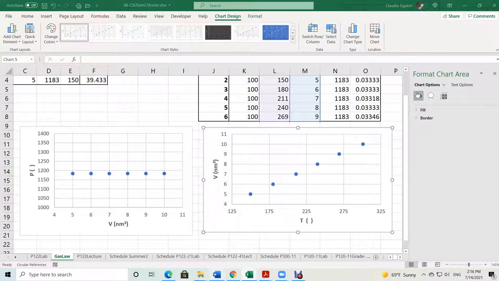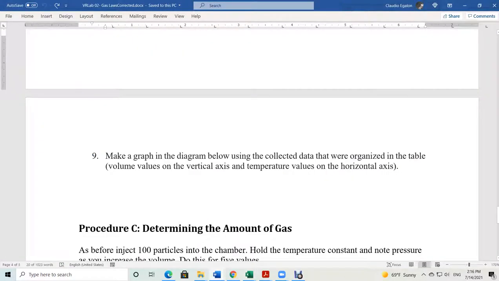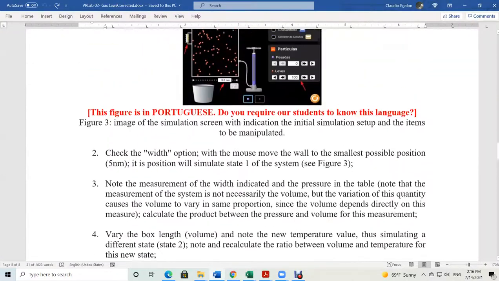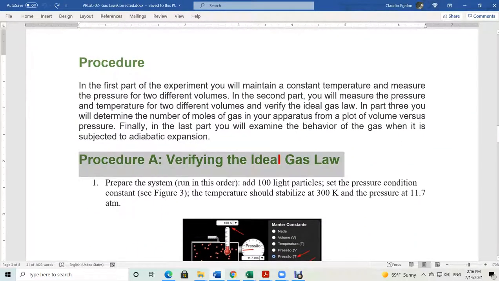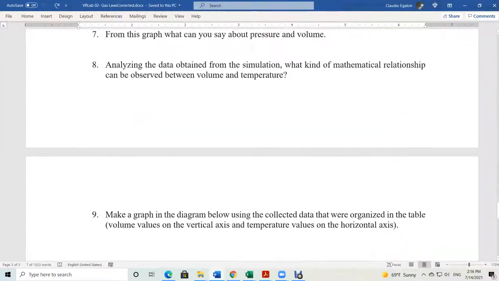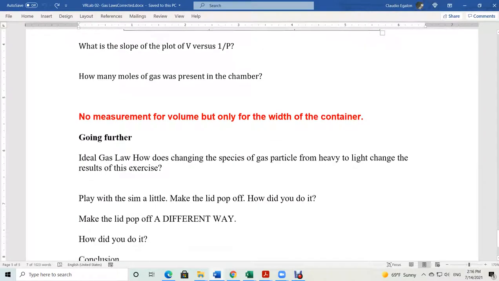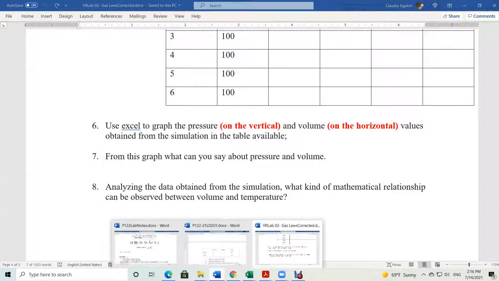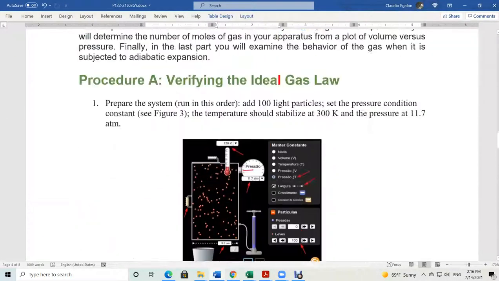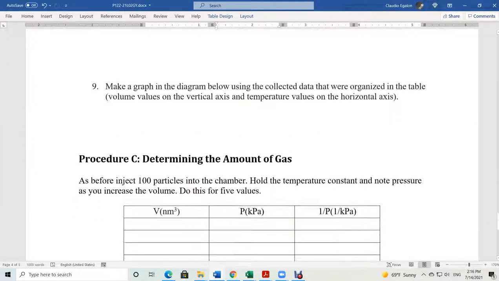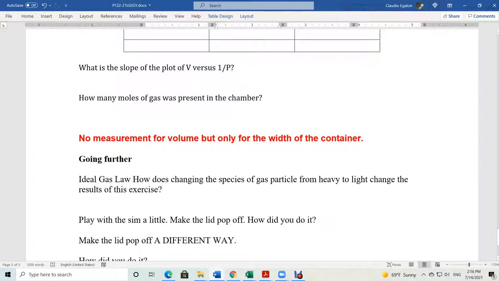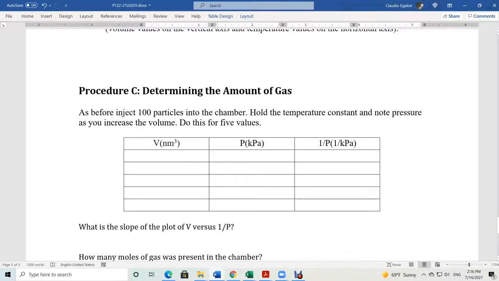What else can we do here? Let's see what he's going to ask first. Make graphs of the diagram below using the collected data. Okay. Procedure C. Did we do procedure B already? Procedure A. He skipped procedure B. Interesting. Let's see what's going on. Maybe I delete that procedure B. Procedure A, he skipped procedure B, right? Yeah, another mistake here.